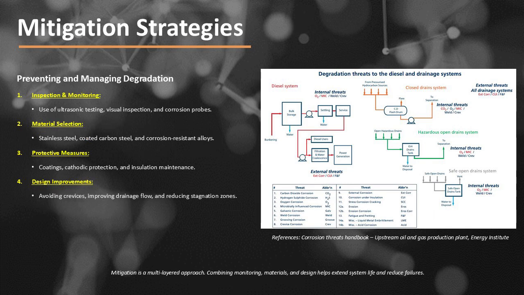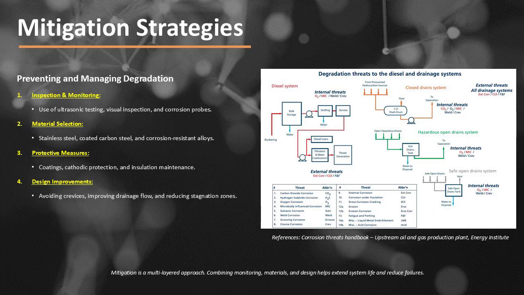Mitigation strategies. Mitigation is a multi-layered approach. Combining monitoring, materials, and design helps extend system life and reduce failures. Preventing and managing degradation strategies for diesel and drainage systems include, number 1 is, inspection monitoring, use of ultrasonic testing, visual inspection, and corrosion probes.